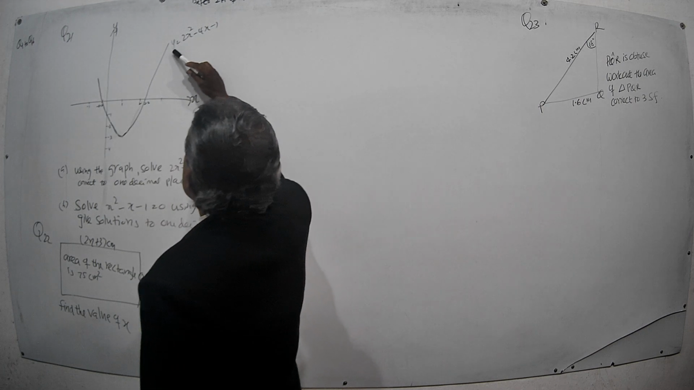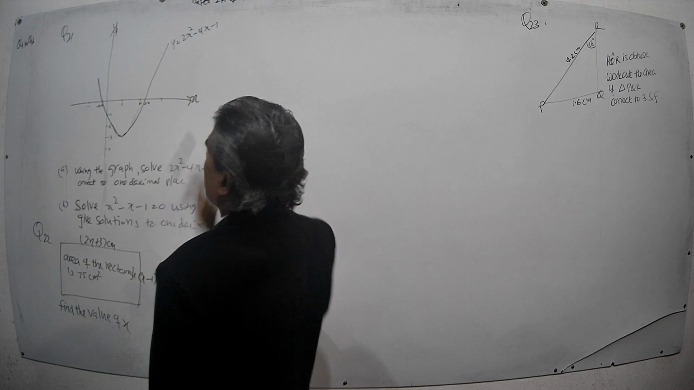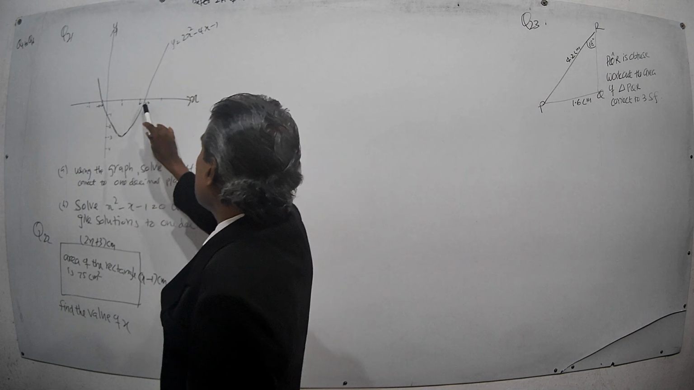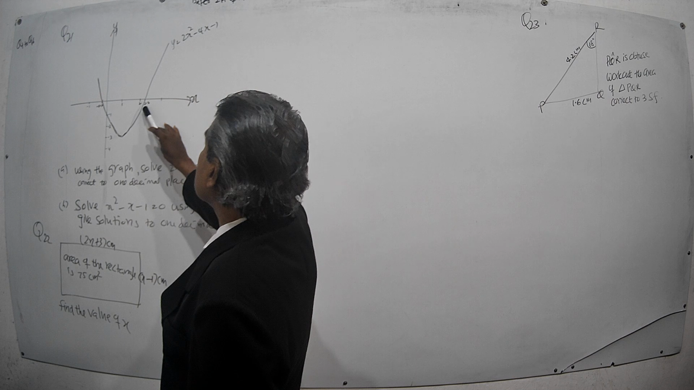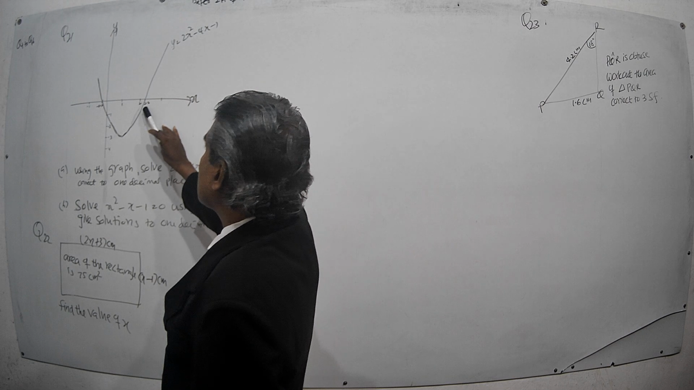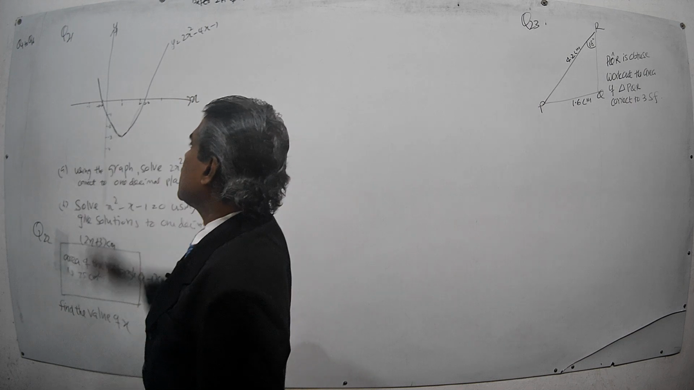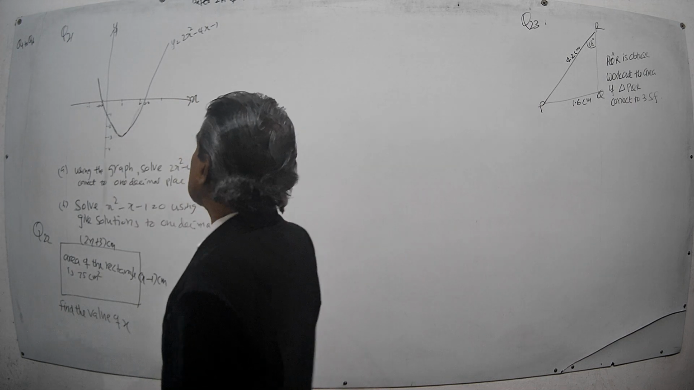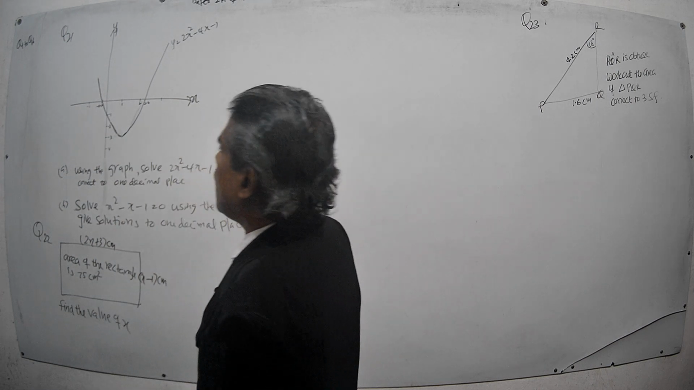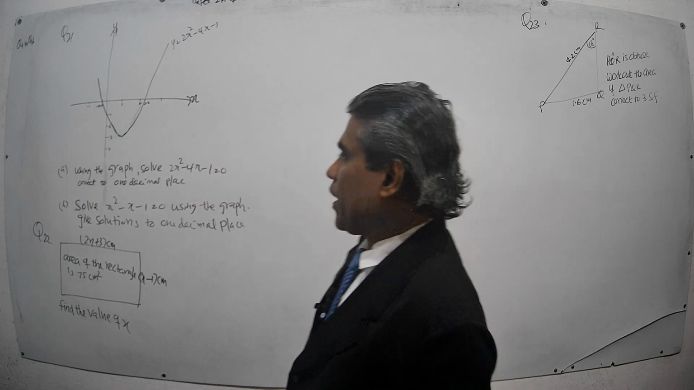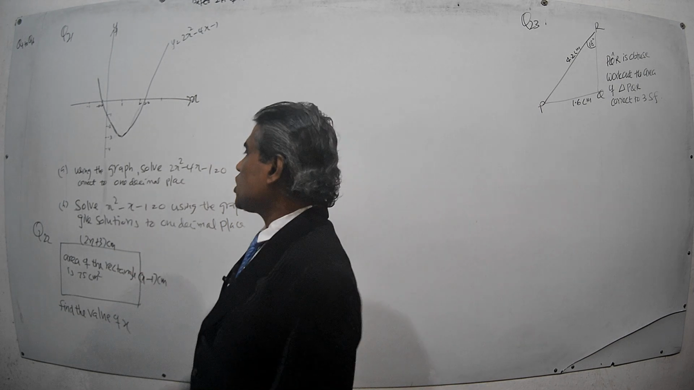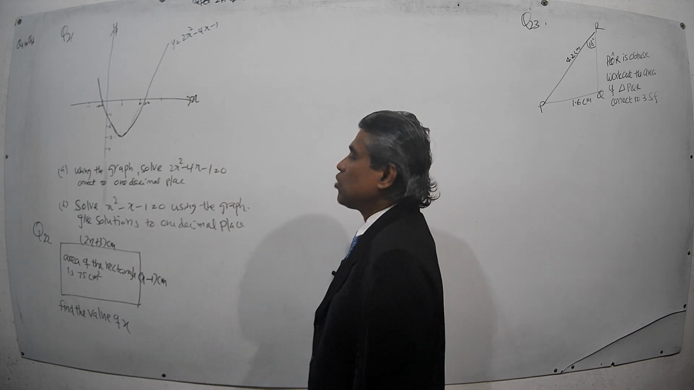The equation of the graph is y equals 2x squared minus 4x minus 1. Right. Now this graph cuts the x-axis at one point at 2.2, and another time it cuts the x-axis at minus 0.2 on the x-axis. Now, part A of the question: using the graph, solve 2x squared minus 4x minus 1 equals 0.